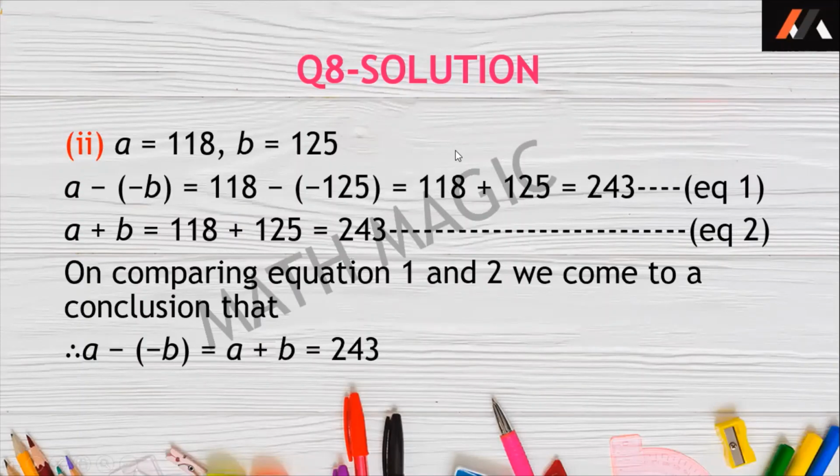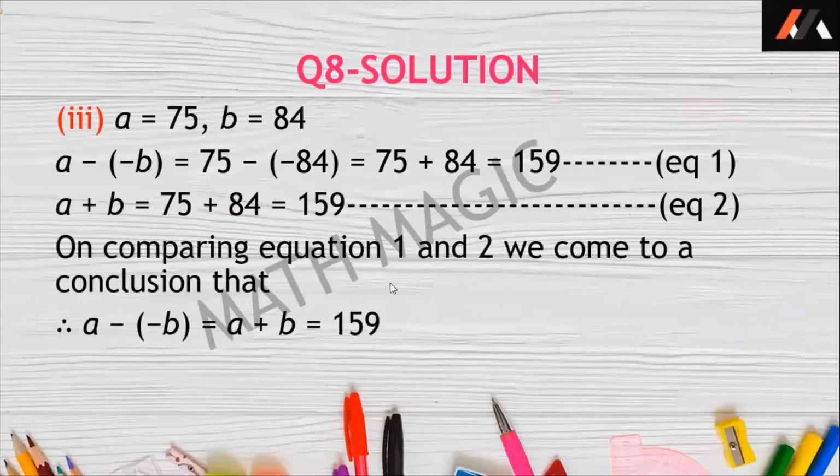Similarly, a plus b, that is equal to 118 plus 125, which is also equal to 243. In this question, both equation 1 and equation 2 are equal to 243. Therefore, we come to a conclusion that a minus (minus b) equals a plus b, which is equal to 243. Let's proceed.